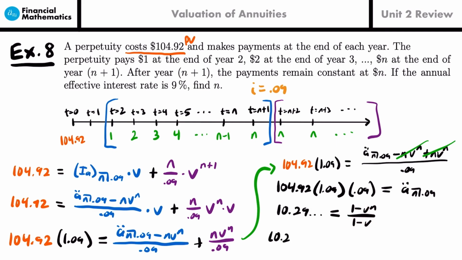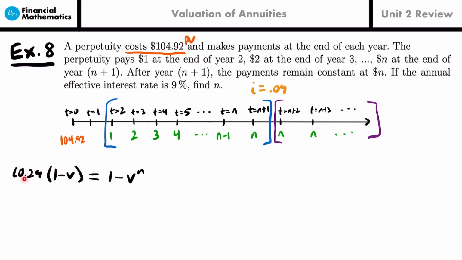So we'll have 10.29 times 1 minus v is equal to 1 minus v to the power of n. And now what we can do is subtract 1 from both sides, as well as multiply 10.29 by 1 minus v. So let's work on that next. We're going to multiply 10.29 by 1 minus v, which, by the way, is 1 minus 1 divided by 1.09. And so I'll do that here as well. We have 1 divided by 1.09 to the power of n for this present value factor.